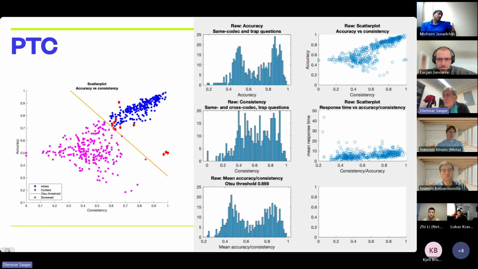Okay, so two points. First, for video, yes, one can do the video testing also, and we have tried this out already. There's one paper that we have already published at CSVT with Mohsen as a first author. How would we do this?